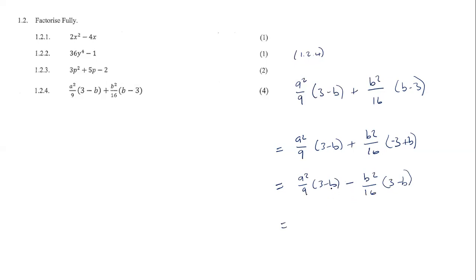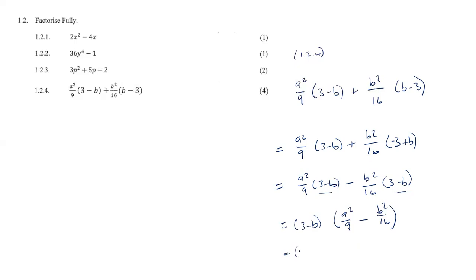Again, remember, we are dealing with two terms. What is common on this term and that term? We can see that 3 minus b is a common thing in these two terms. Therefore, I'm going to take it out of the bracket. So if I take 3 minus b out of the bracket, what am I going to be left with here? I'm going to be left with a squared over 9, this negative, and then b squared over 16 and close my bracket.